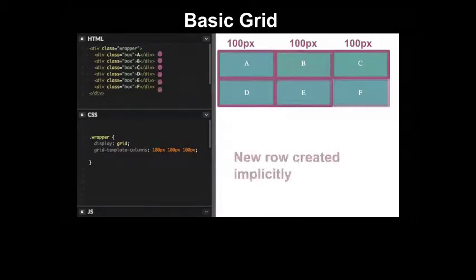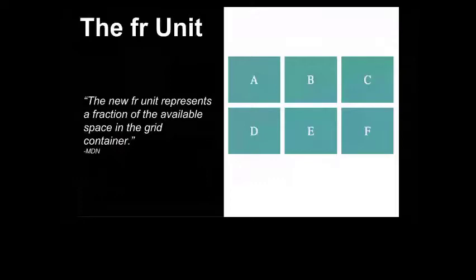Okay, we're going to take this one step further with the FR unit. The FR unit, just like pixels or percent or anything along these lines, is a means of specifying what type of value we are using in our CSS. The FR unit is uniquely available in CSS Grid, and it stands for a fraction.